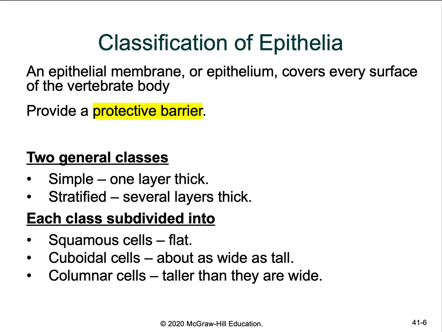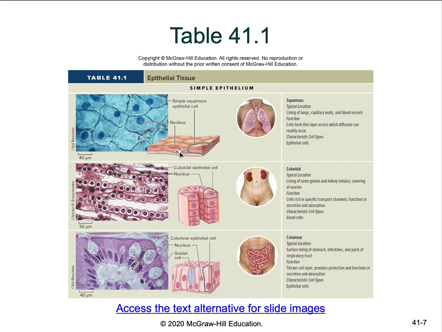And then they have some pictures for you so you can see them. You see this is a flat cell, so a squamous. Then you have cuboidal, which is cube-like, and then you have the columnar, which is the column-like cells.